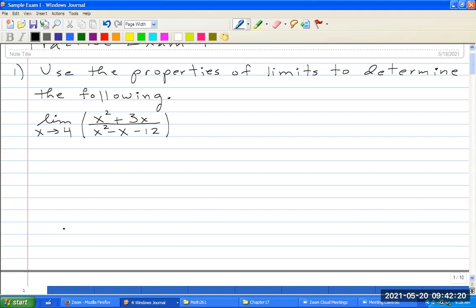Problem number one says to use properties of limits to determine the following. The limit as x approaches 4 of x squared plus 3x over x squared minus x minus 12. Okay, well, as x approaches 4, the numerator approaches 28 and the denominator approaches 0.